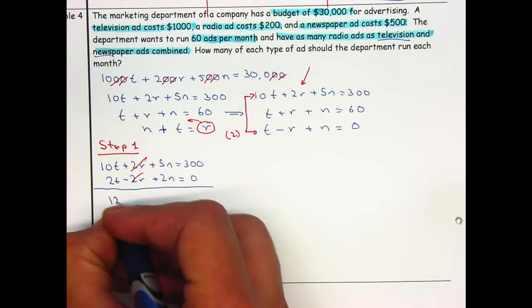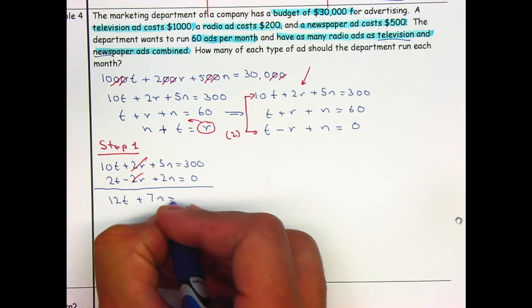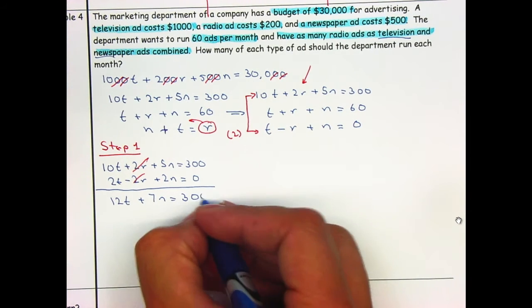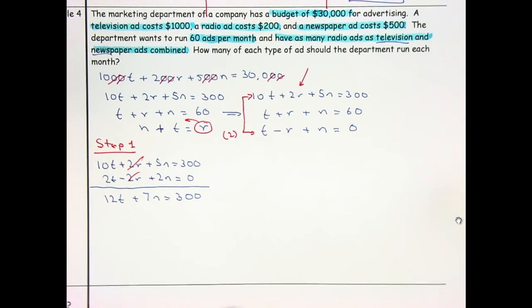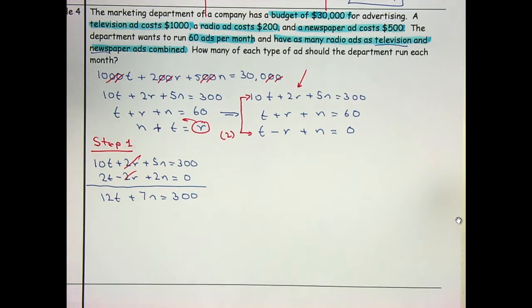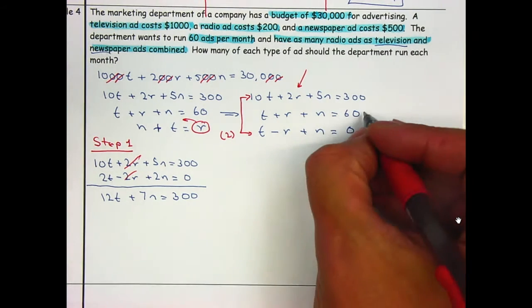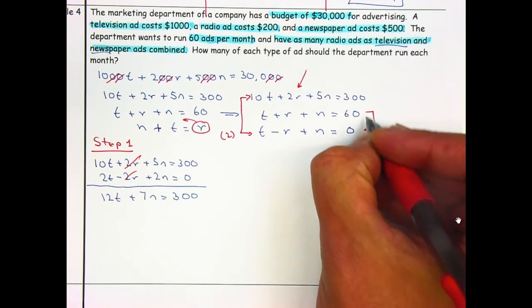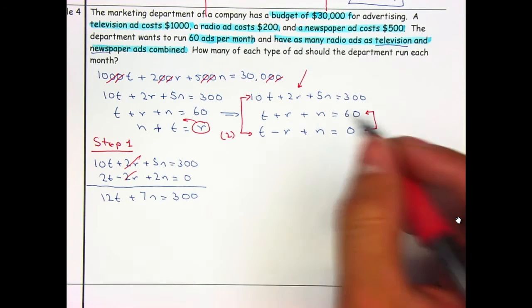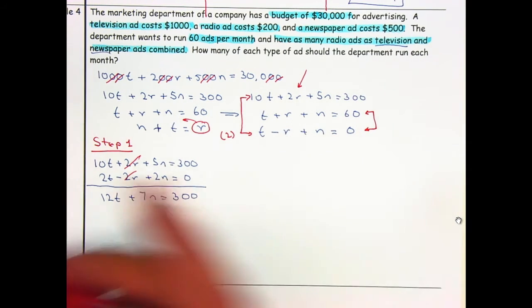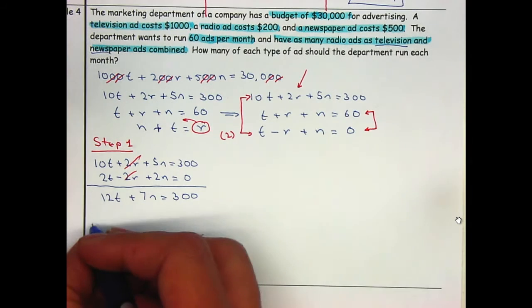We have 12t plus 7n is equal to 300. Now I'm going to do it once again. I'm going to cancel the r's again, but in this case I'm going to choose the second one and the third one. And if you notice, they automatically cancel. So I just need to rewrite it.